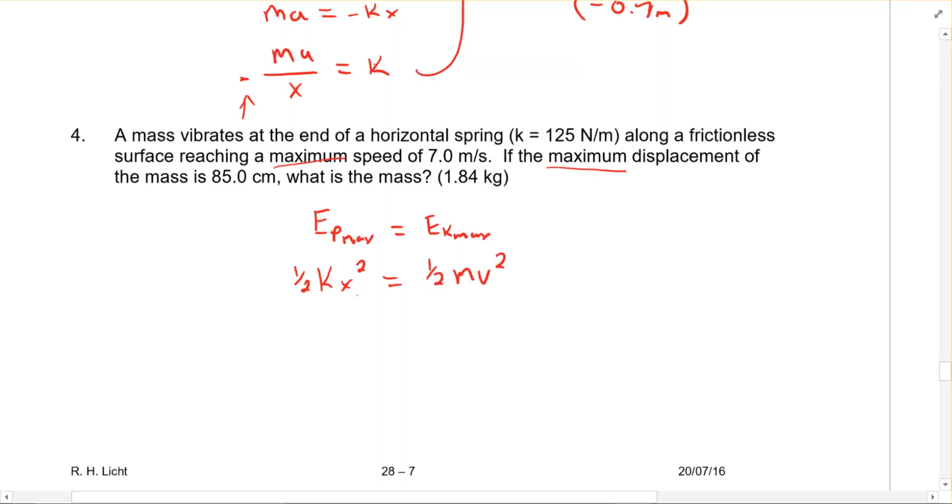Now we can deal with those 1/2s, but we can just cancel those, since there's a 1/2 on both sides, so they're gone. And now we're just looking for m. If we rearrange this, it becomes kx squared divided by v squared is equal to m. And if you plug your numbers into this equation, you should end up with 1.84 kilograms.